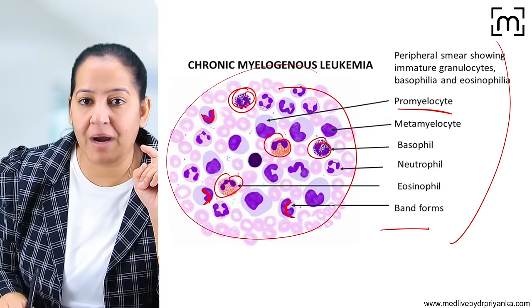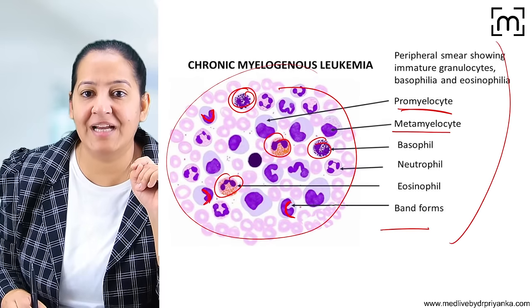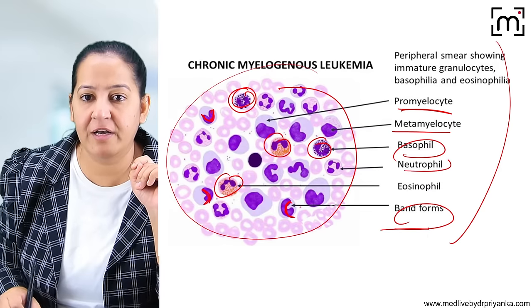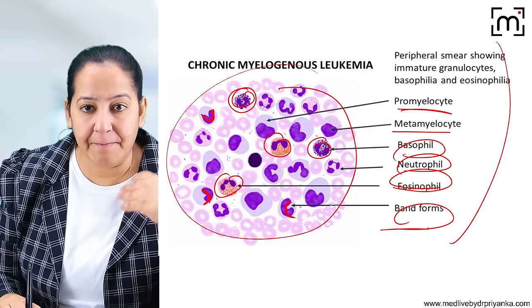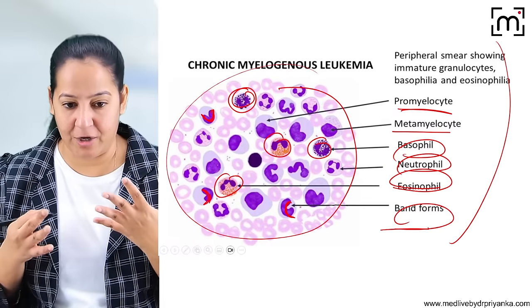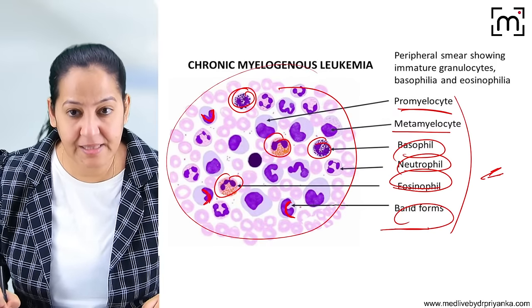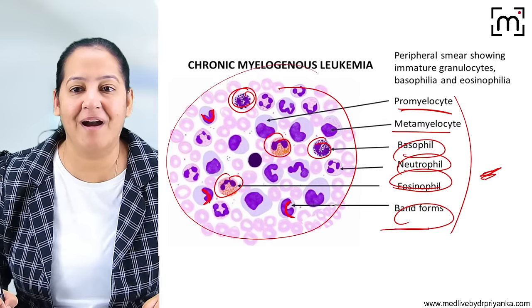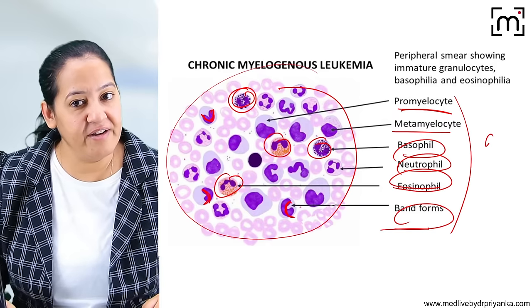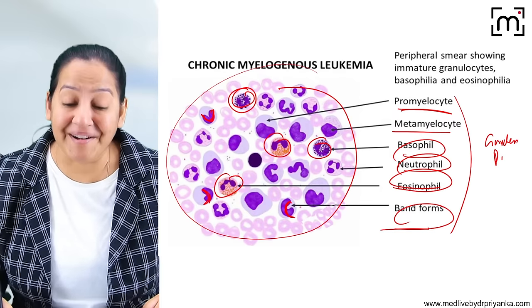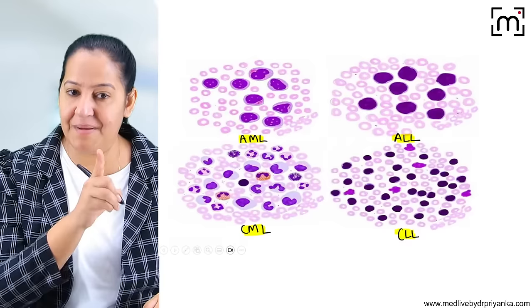Say, ma'am, I can see promyelocyte, myelocyte, metamyelocyte, band form, basophil, neutrophil, eosinophil, and the myeloblast. The most important, you get the myeloblast. This is known as garden party appearance. What is it known as, people? It is known as garden party. What do you mean by garden party? In a garden party, everyone is in a different dress. So garden party appearance is the typical appearance of CML, never forget.